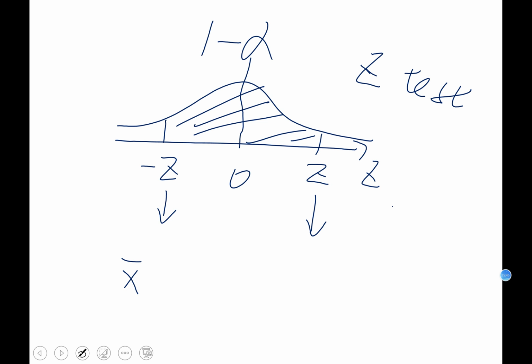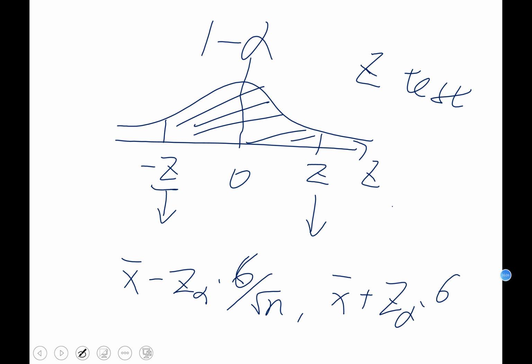So we will find that this number should be x bar minus z alpha times sigma over square root n, and this number should be plus z alpha times sigma over square root n. So between these two numbers is the range of the population mean. So we call it the 1 minus alpha confidence interval. So that is the confidence interval formula.